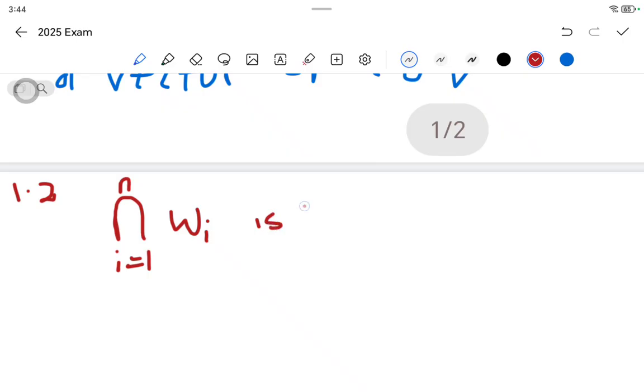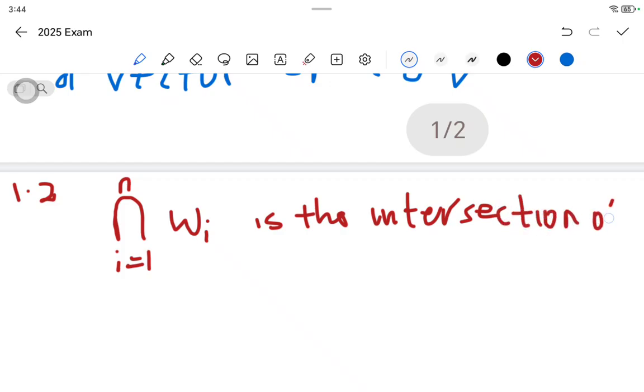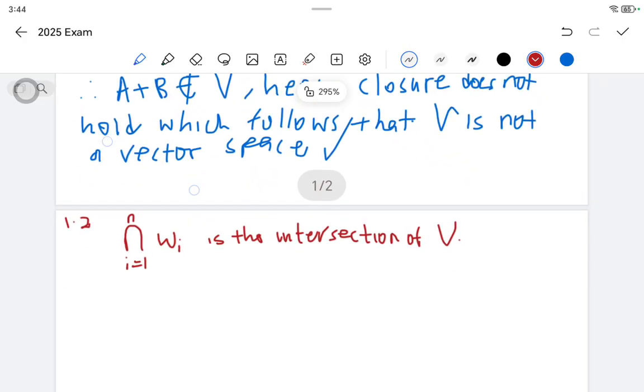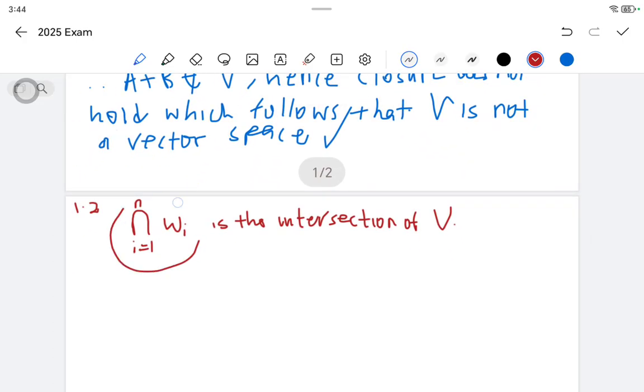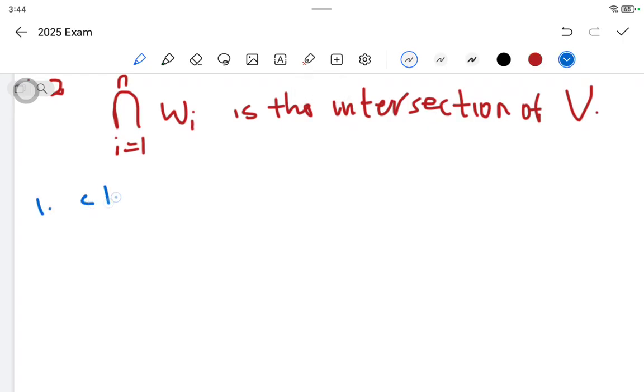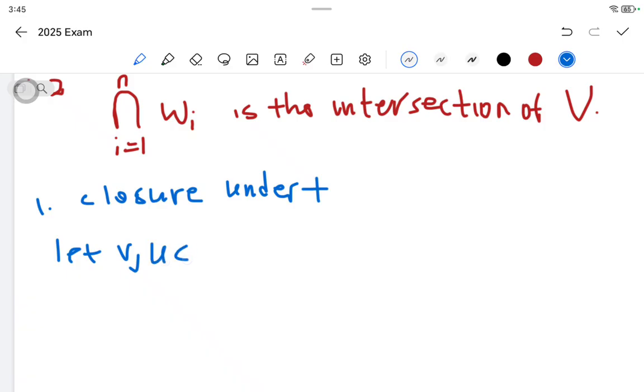So the intersection of these subspaces in V. Remember that these individually are subspaces, right? W1, W2, and potentially Wn. They want us to prove that this intersection is also a subspace of V. So what you need to prove first is closure under addition, meaning that you must let V and U be elements of this intersection.